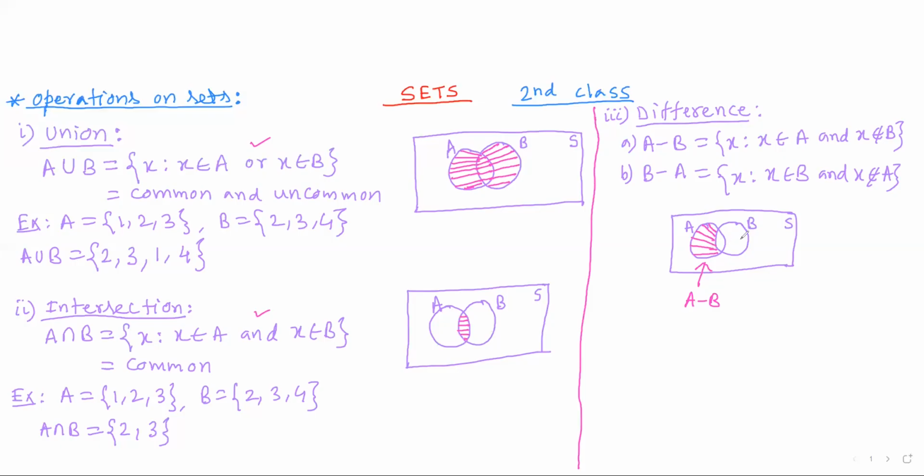Now I'm coming to the other operation, that is called B minus A. B minus A means from the B set, we have to remove the A set portion. Then the remaining part is this part. This is the remaining part from the B set. If you remove the A set portion, then this common portion will be removed. Then the remaining part is this shaded part. This is B minus A.